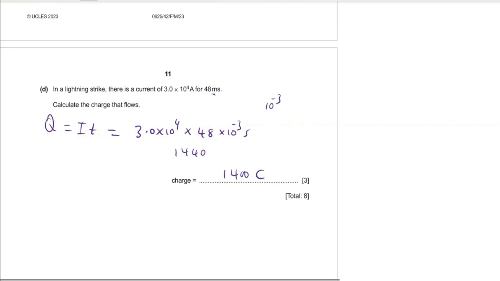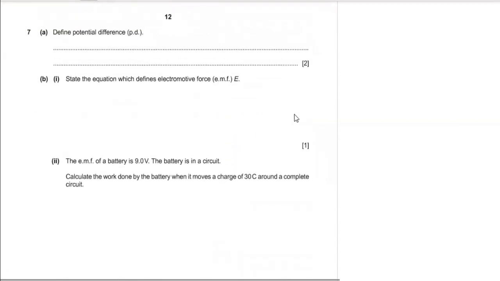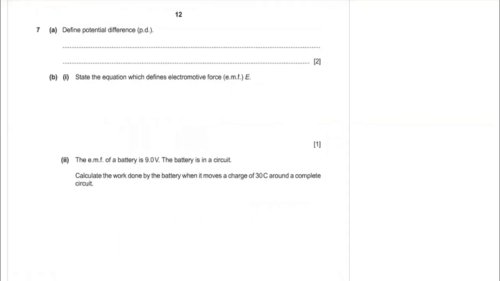We move to question number 7. Define potential difference. Energy transferred per unit charge through a component, or you can say work done per unit charge through a component is the same.